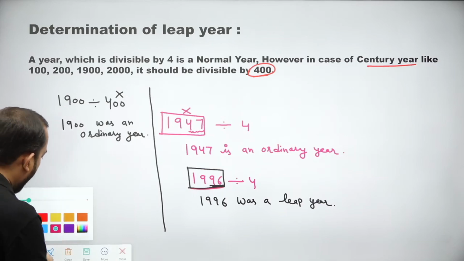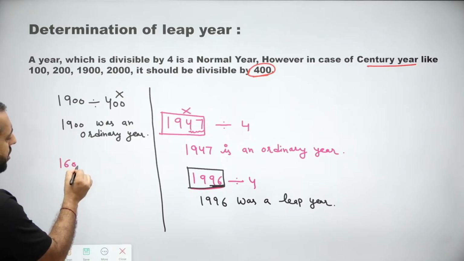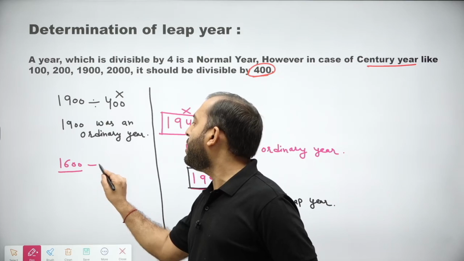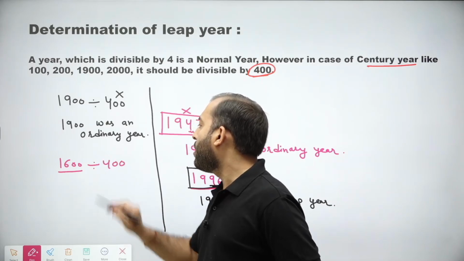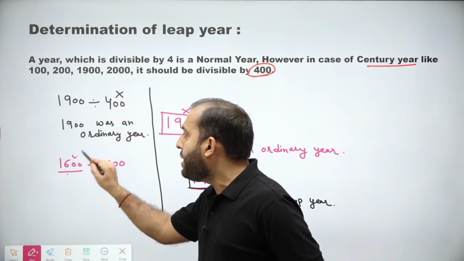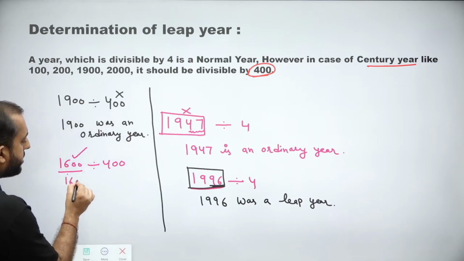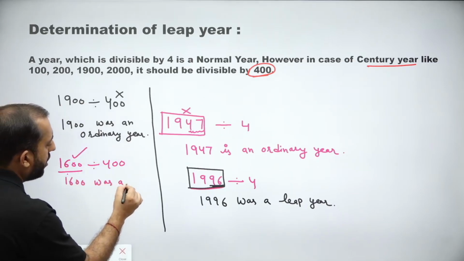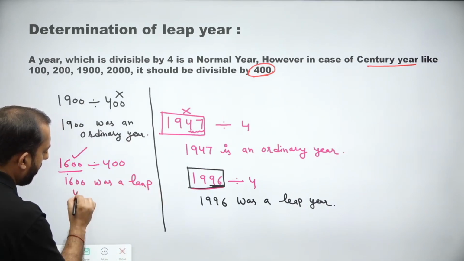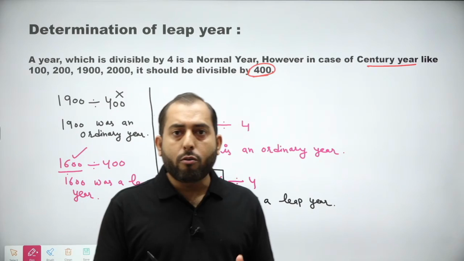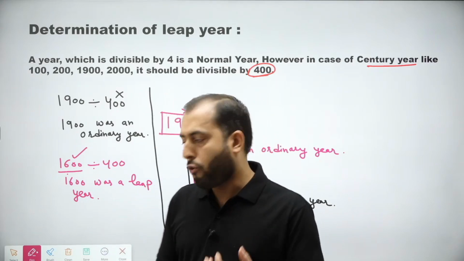Whereas if we talk about 1600, again 1600 is a century year. In case of century year, we will divide by 400. Now 1600 is completely divisible by 400. That is why 1600 was a leap year. Kindly write it down. I hope guys you got a fair idea about leap years now. Let's move forward.